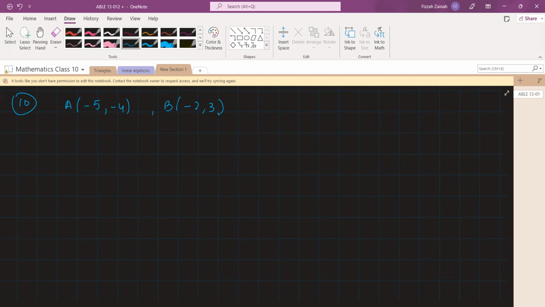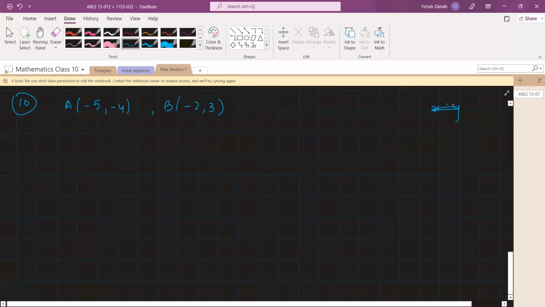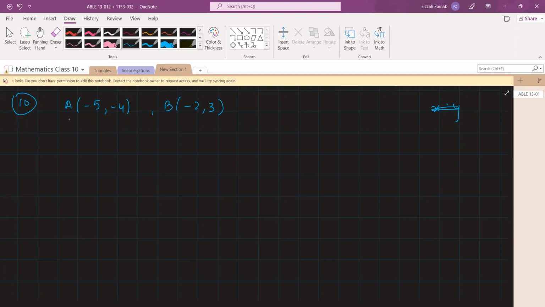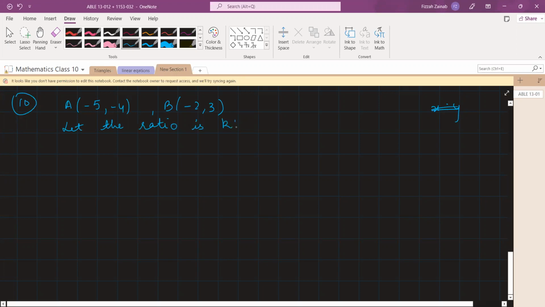I told you that in some problems the ratio is already given, something like x is to y. In some problems, you have to find the ratio. So we take the ratio to be k to 1. That's how we do it, right? Okay, so use the section formula.